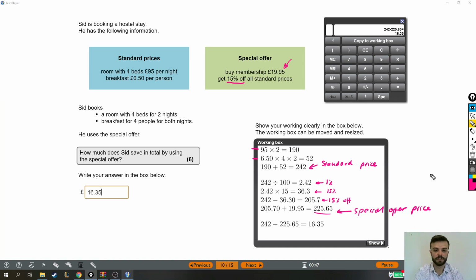Then there was one last thing to do, which is to answer the question, how much does he save in total? Well, we know the standard price, which is here. We know the special offer price, which is here, so we just have to find the difference between them to work out how much he saves. And the difference between them, we subtract, is £16.35. So quite a lot to do for that question, but it is 6 marks, so it's worth a lot of marks, so it's going to need a lot of work. Hopefully that made sense. Hope that helped. Time to move on to the next one.